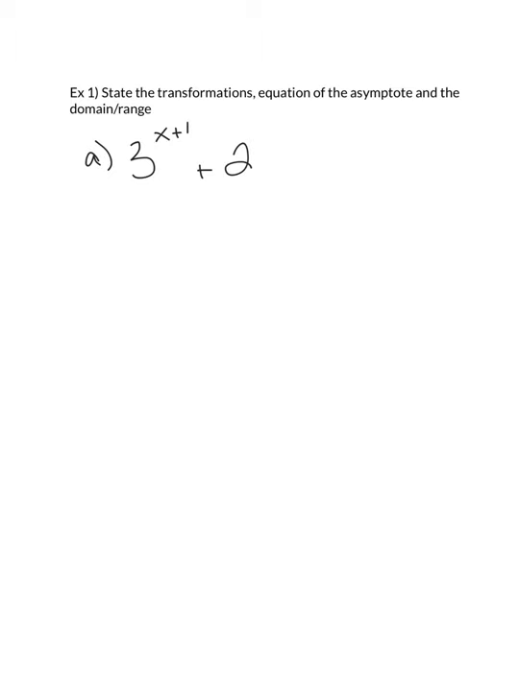For the following example, it says that we need to state the transformations, the equation of the asymptote, and the domain and range. So our first example is 3 to the power of (x + 1) plus 2. I'm going to go ahead and I'm just going to list my a, k, d, and c. And we can fill in this information together so that we can write our transformations a little bit easier.